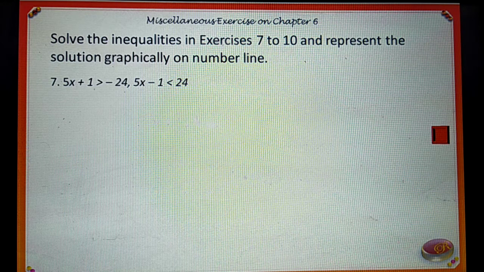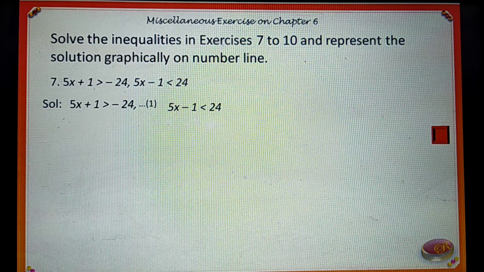Solve the inequalities in exercises 7 to 10 and represent the solution graphically on the number line. 5x + 1 > −24 and 5x − 1 < 24. Solution. 5x + 1 > −24, say number 1. 5x − 1 < 24, say number 2.